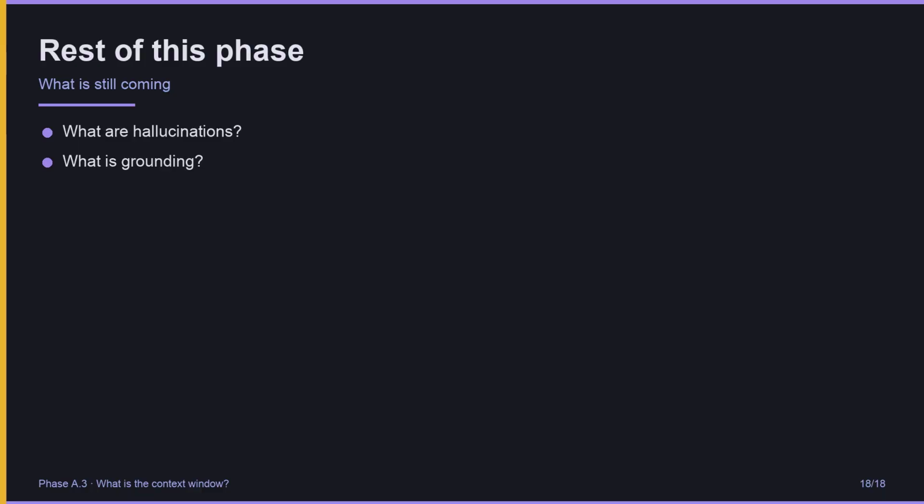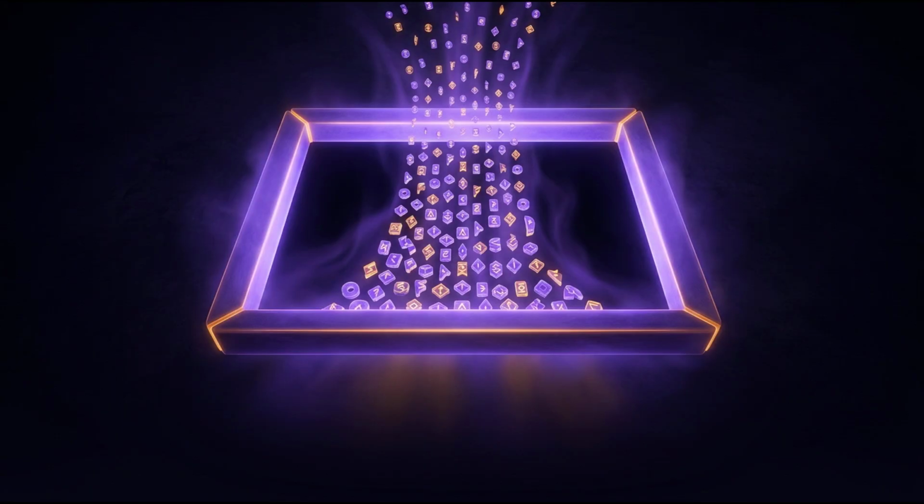After hallucinations, only one topic left in this phase: grounding. Grounding is the cure for hallucinations. Once you understand both, you understand more about how to use AI well than most working professionals. Context is the model's whole world. Master this idea, and the rest gets easier.